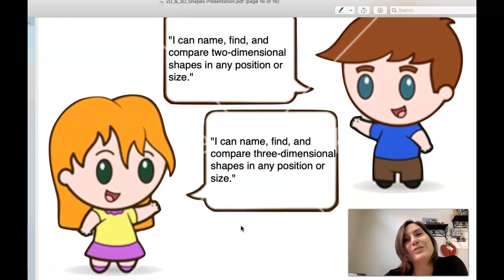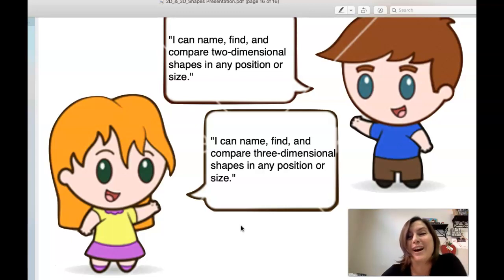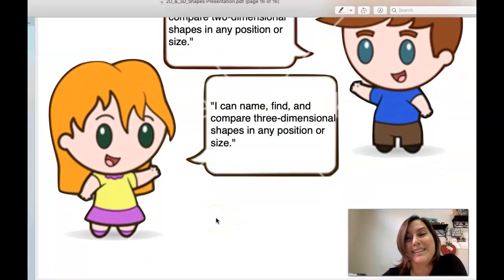So now, boys and girls, you have learned more about naming and finding and comparing two-dimensional shapes and three-dimensional shapes. You did a great job. We're going to keep learning about shapes.